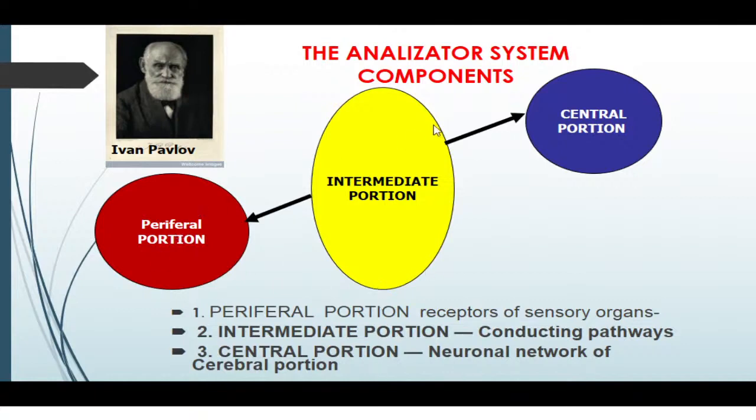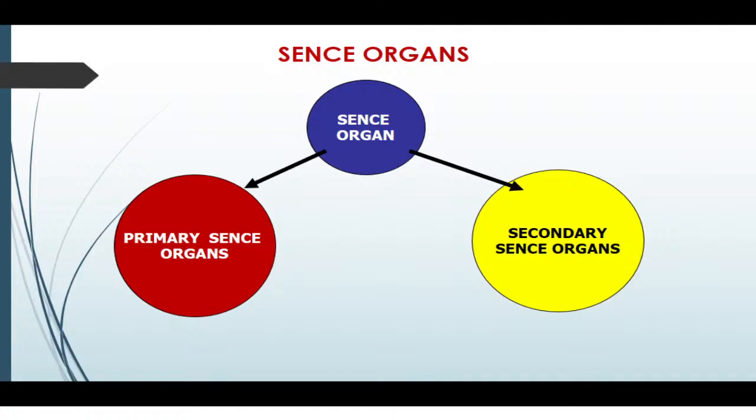And then we are talking about some portions of the midbrain and elements of the thalamus, as the subcortical center of sensation. The thalamus is the highest level under the cortex. And the last, the main central portion, is the neuronal network of the cerebral cortex.